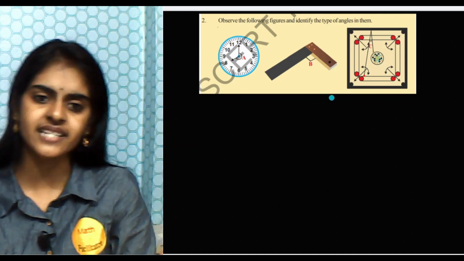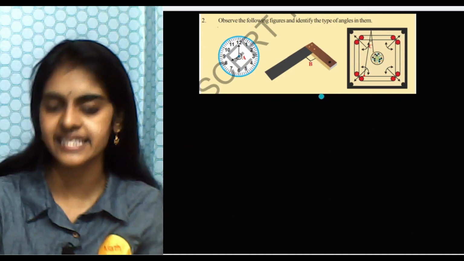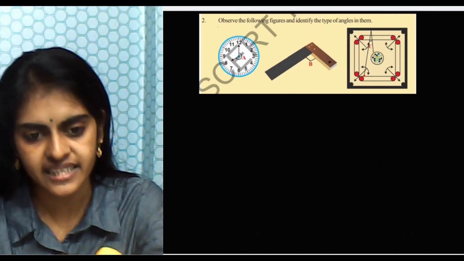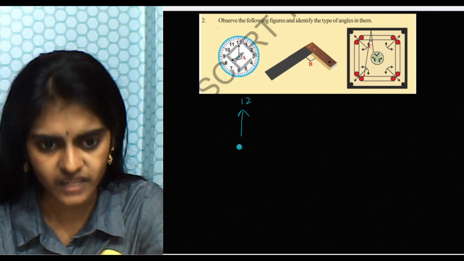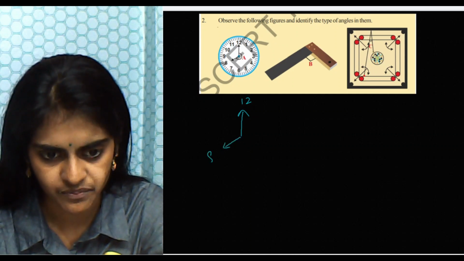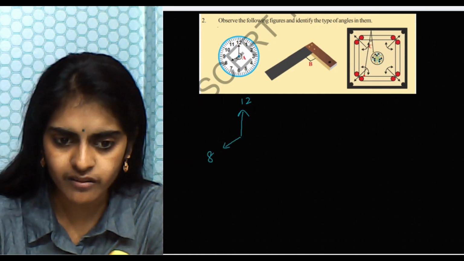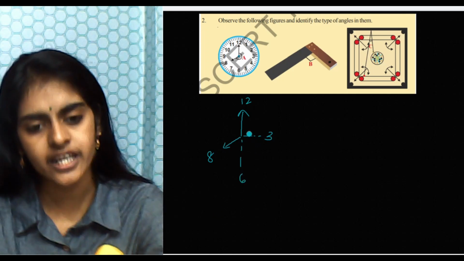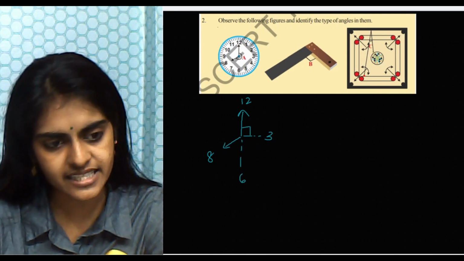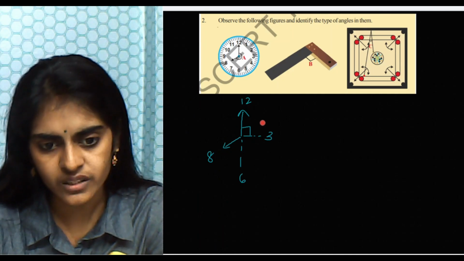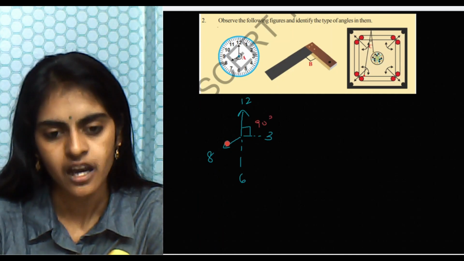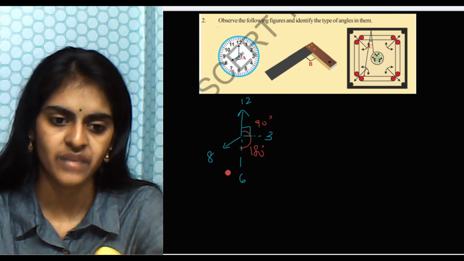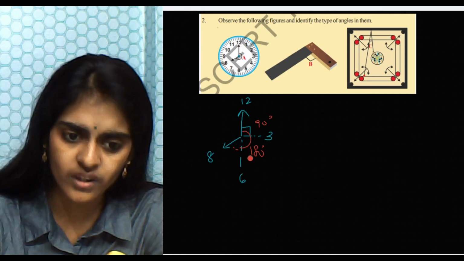Observe the following figures and identify the type of angles in them. Just see which angle do you find here. See, this is 12 o'clock. Here you have 8 o'clock. So in between what do you find? This is 3, this is 6. Now what is the angle between 12 to 3? This is 90 degrees. Now this complete angle is how much? It is 180 degrees.